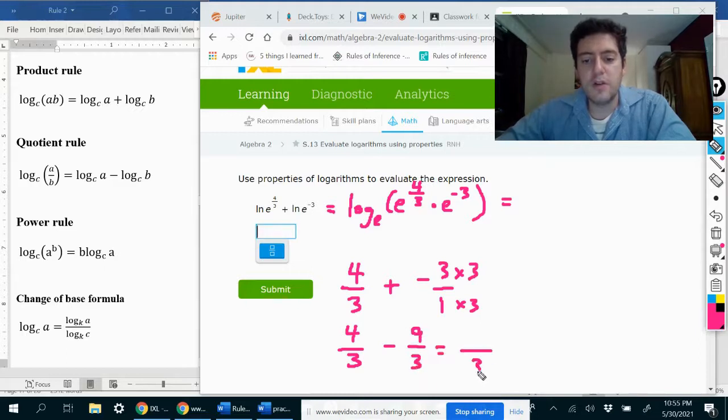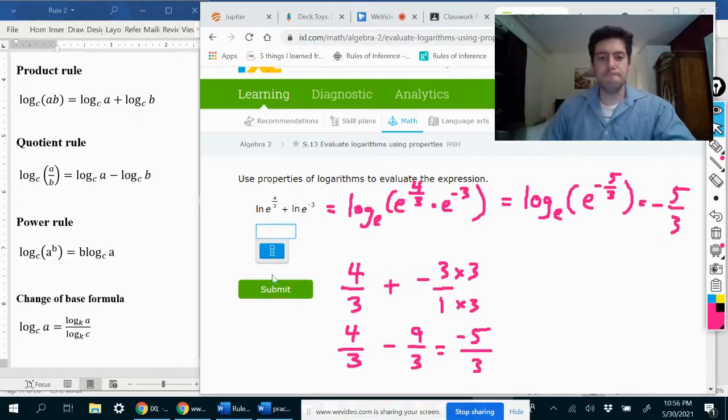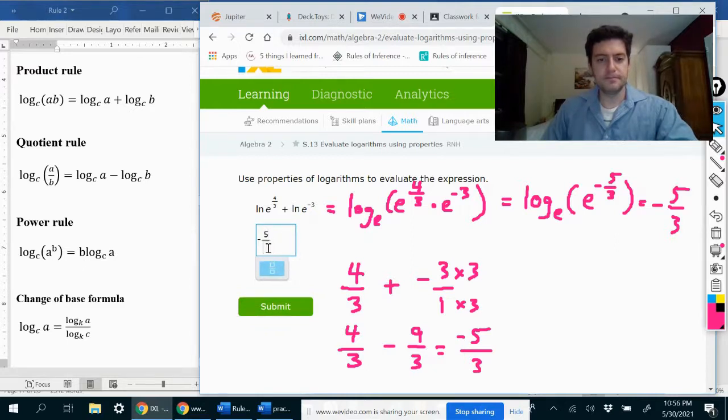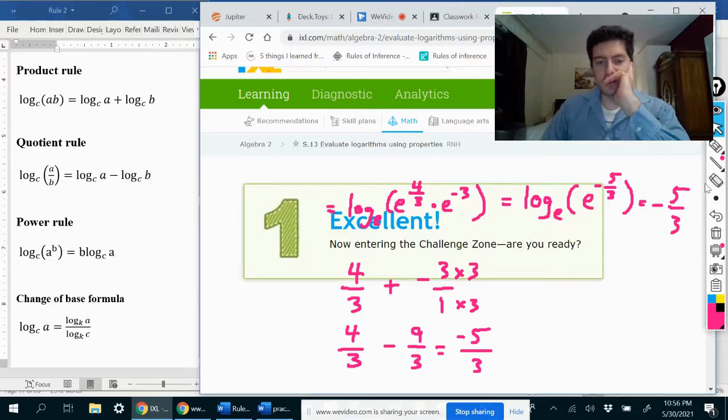So the denominator is going to be 3, and then 4 minus 9, careful, it's not 9 minus 4, it's 4 minus 9, that would be negative 5. So this is going to be the log base e of e to the negative 5/3, which is negative 5/3. Okay.